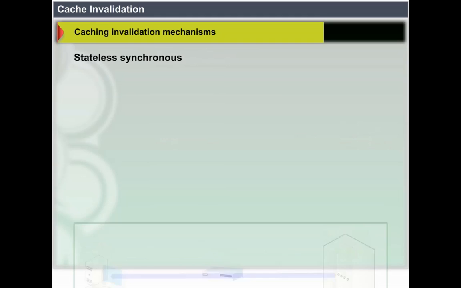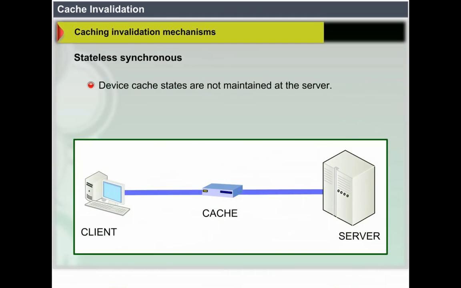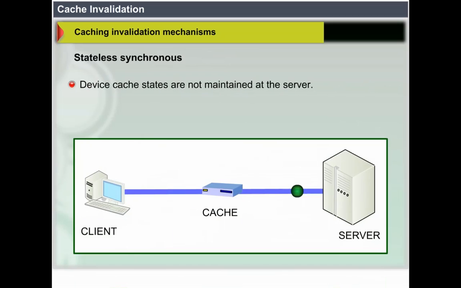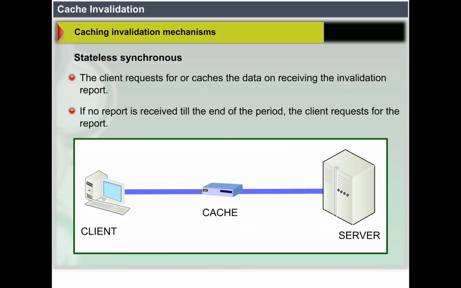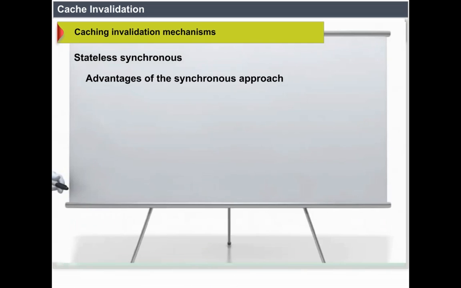Stateless synchronous. Device cache states are not maintained at the server. The server periodically advertises an invalidation report. The client requests for or caches the data on receiving the invalidation report. If no report is received till the end of the period, the client requests for the report.